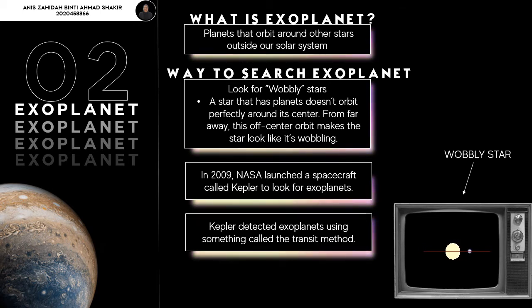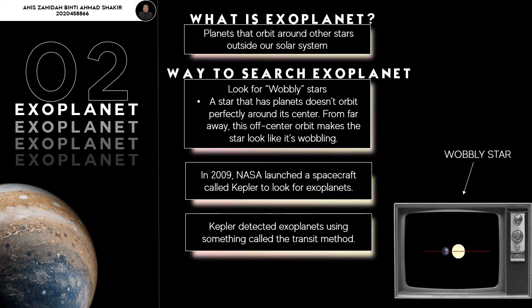Wobbly stars, what are they? A star that has planets doesn't orbit perfectly around its center. From far away, this off-center orbit makes the star look like it's wobbling. Hundreds of planets have been discovered using this method. However, only big planets like Jupiter or even larger can be seen this way. Smaller Earth-like planets are much harder to find because they create only small wobbles that are hard to detect.